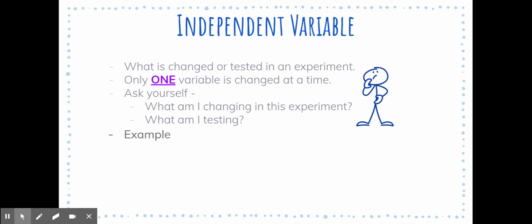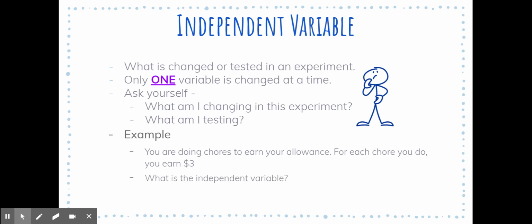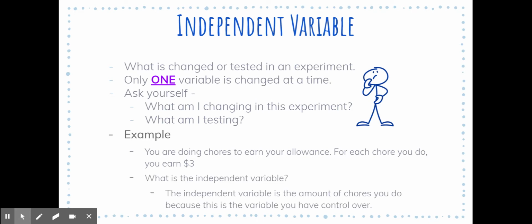A really good example to illustrate this is you're doing chores to earn your allowance. For every chore you do, you earn $3. So what is the one thing you're changing in the experiment, or what are you testing? Right? So what's your independent variable? It's the amount of chores you're choosing to do because you have control over it.